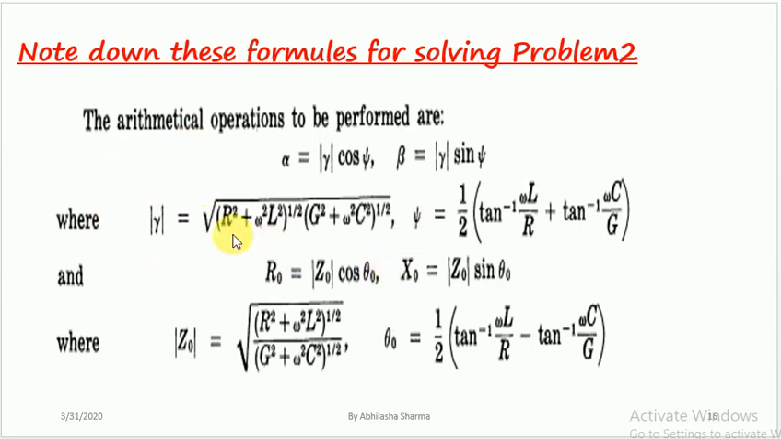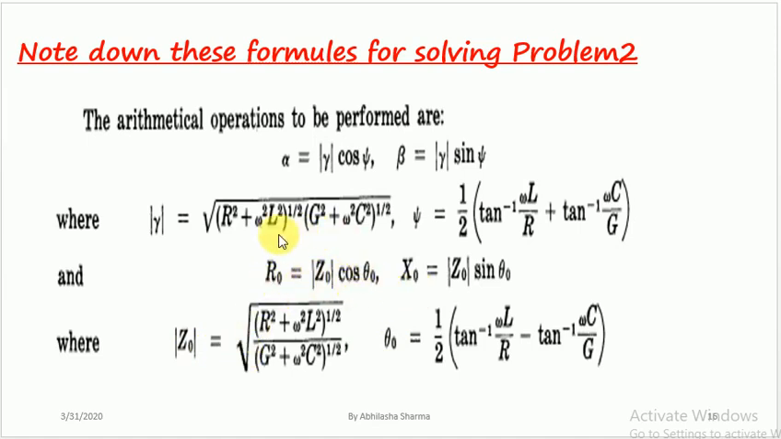is the angle. So here is the formula for calculating the magnitude of the propagation constant in terms of the primary parameters. Similarly, the calculation of the angle related to the propagation constant in terms of the primary parameters. Similarly, this is the characteristic impedance, and this formula is for calculating the magnitude of the characteristic impedance, and theta 0 is the angle related to this characteristic impedance. And what are this R0 and X0?